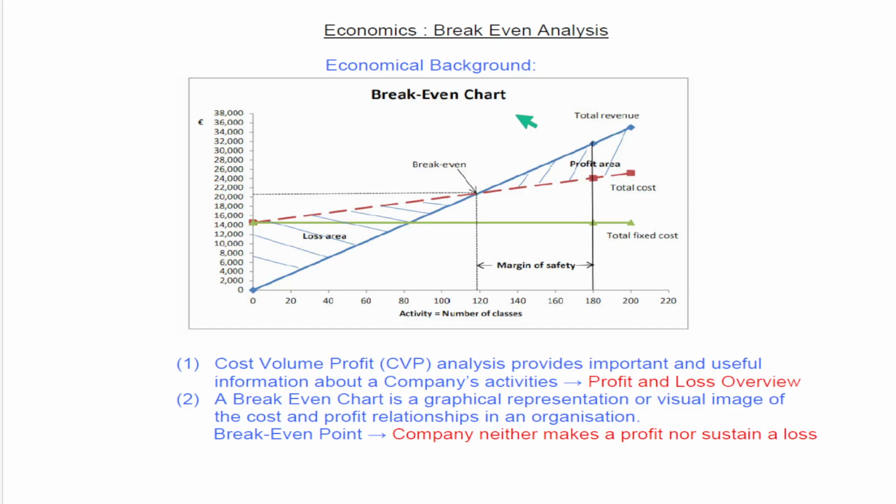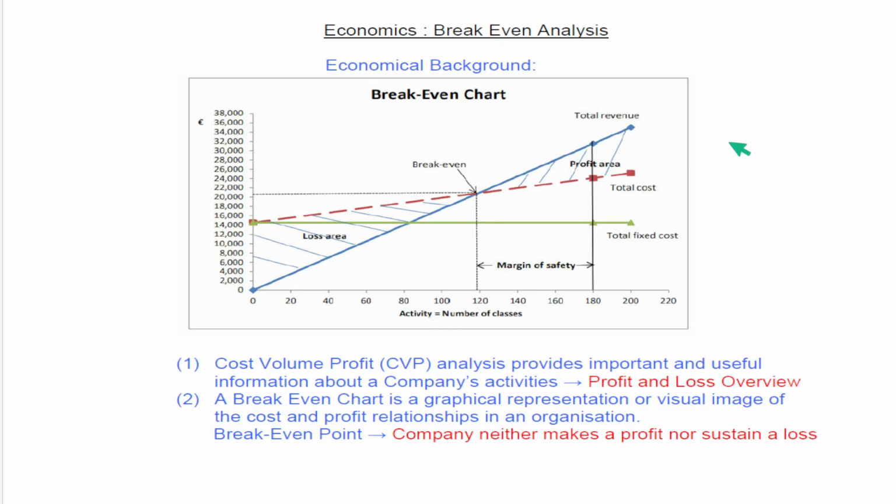In this example, we can see a break-even chart which consists of two lines. The first line is the total cost line. This is the red line here. And the second line is the total revenue line, which is the blue line.